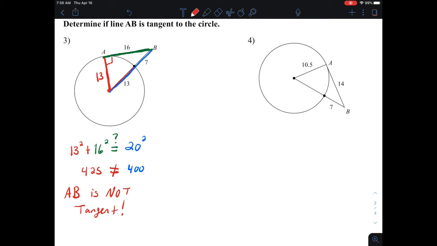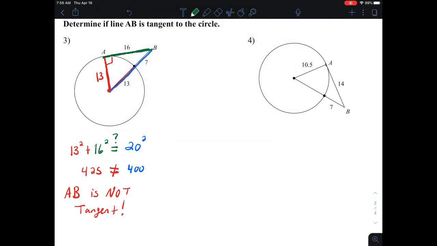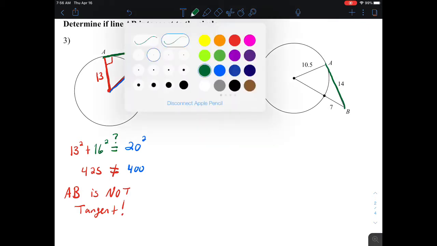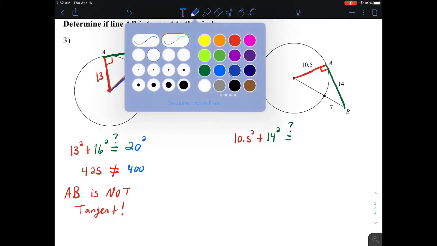All right, let's look here at number 4. Same thing, we want to know, is AB tangent to the circle? We're going to do the Pythagorean theorem test again. This would have to form a 90-degree angle. So I start setting up Pythagorean's theorem: leg squared, so 10.5 squared, plus 14 squared. Does that equal this third side here?